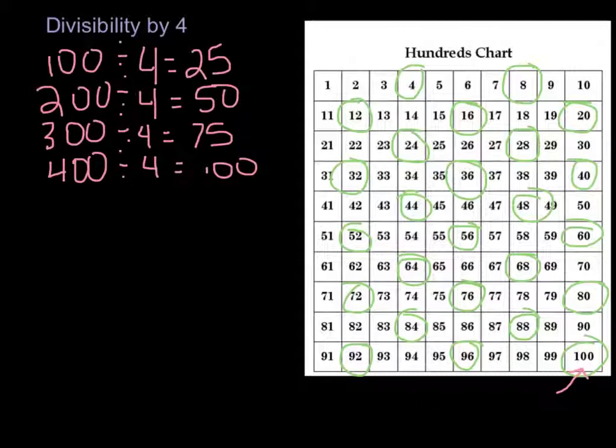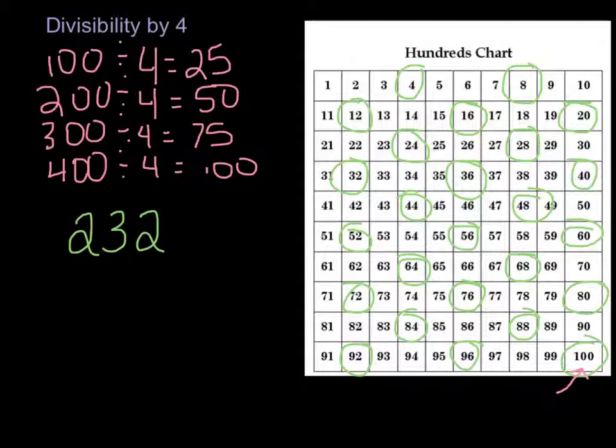Okay? So when we're looking at the divisibility rules for 4, because we know that any multiple of 100 will be divisible by 4, we only have to look at the last 2 digits. And if the last 2 digits of the number are divisible by 4, then that would mean the whole number is divisible by 4. So let's look at an example to kind of clear up what I just said. So if I have the number 232, and I say, is this number divisible by 4?